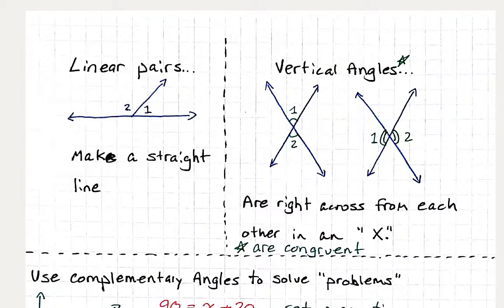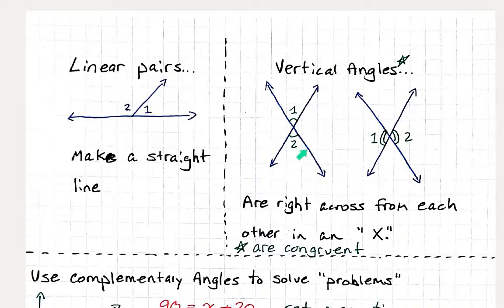All right, next we have linear pairs. Linear pairs are two angles that together make a straight line. We actually saw an example of this in the last set. They happen to be, by the way, supplementary. They add up to 180 degrees.